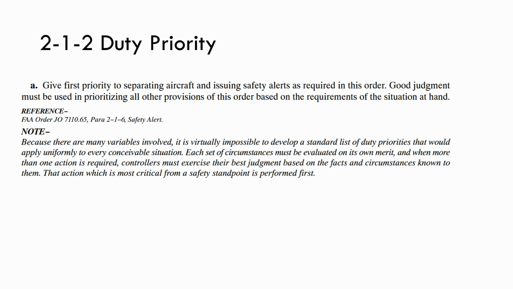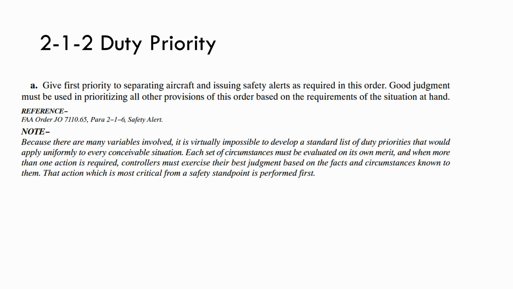Separating aircraft, that's pretty easy. We understand that's just a different way of saying making sure aircraft don't trade paint, don't collide into one another. Excellent. That is our bar. Secondly, issuing safety alerts. That's important as well because when we issue safety alerts, we are ensuring that aircraft don't get in unsafe proximity to other aircraft, each other, or terrain. So again, we are avoiding the development or the potential for aircraft to collide into one another. So our duty properly aligns with our purpose.